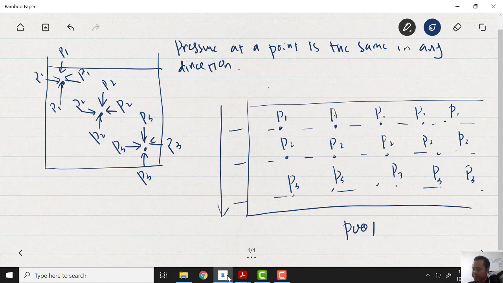The deeper you go in the fluid, the higher the pressure. So P1 is smaller than P2, which is smaller than P3. The pressure at P3 is higher compared to P2 and P1, and the pressure at P2 is higher than P1. I hope you understand what I mean by the pressure becoming higher as you go deeper. You can experience it when you swim. If you swim in water, the deeper you go, the higher the pressure you will feel. Right?